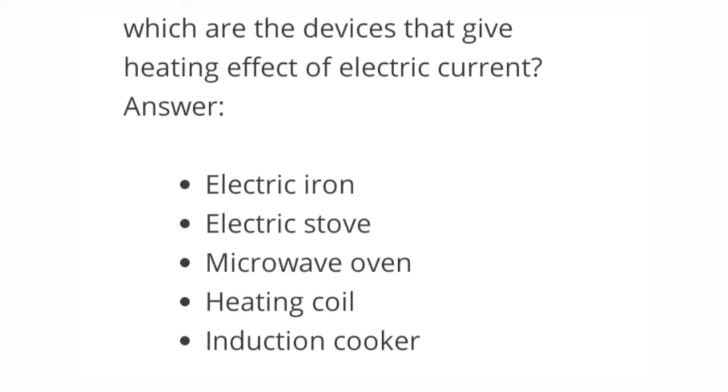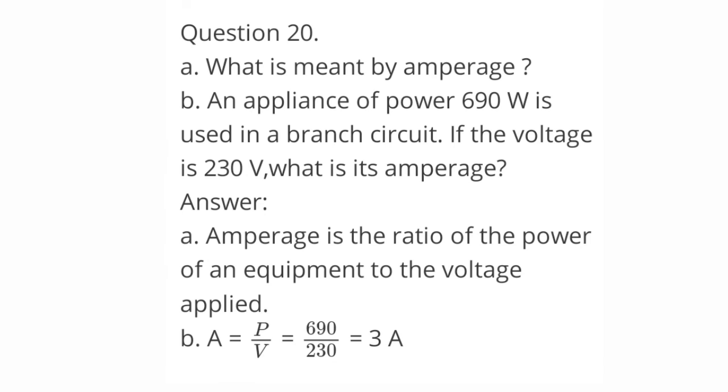Which are the devices that give heating effect of electric current? Answer: electric iron, electric stove, microwave oven, heating coil and induction cooker. A. What is meant by amperage? B. An appliance of power 690 watt is used in a branch circuit. If the voltage is 230 volt, what is its amperage? Answers: A. Amperage is the ratio of the power of an equipment to the voltage applied. B. A is equal to P by V is equal to 690 divided by 230 is equal to 3A.